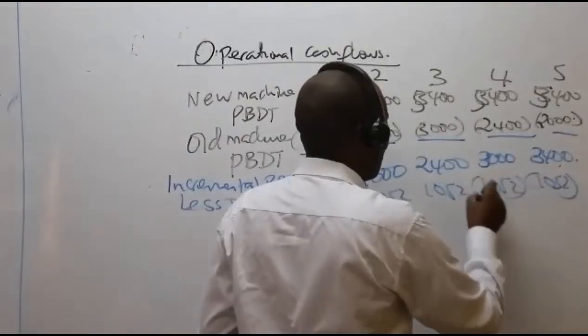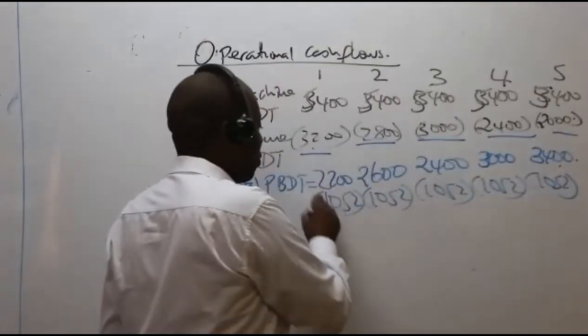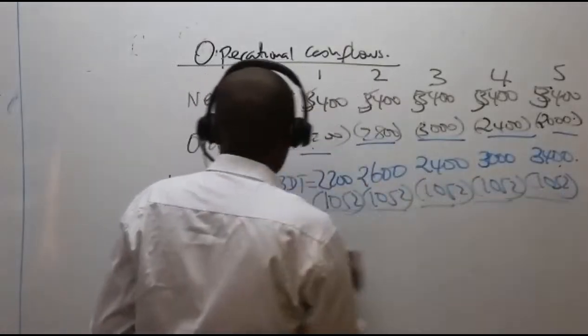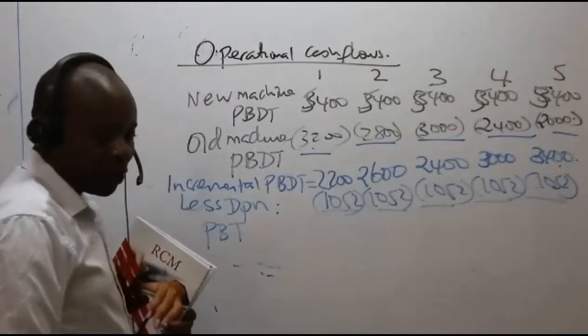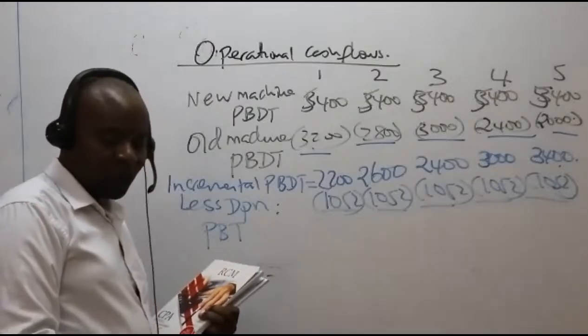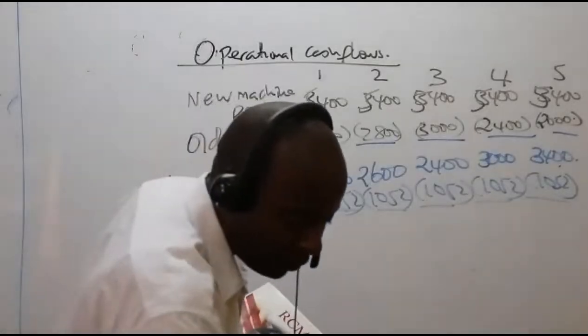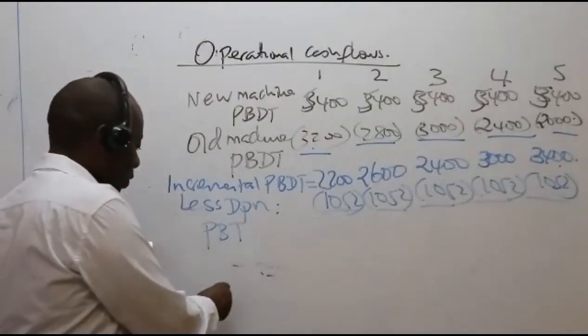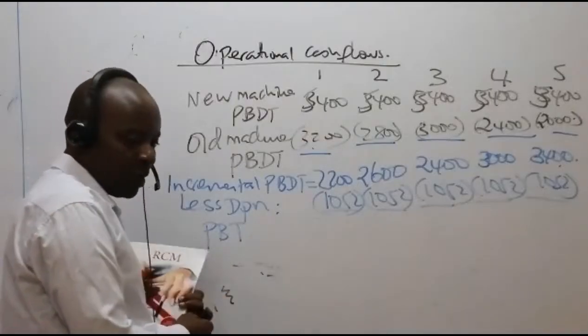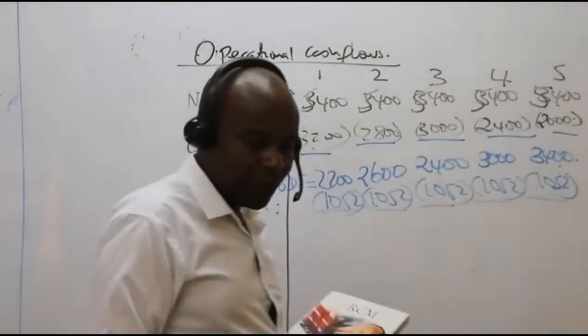So I'll come and subtract this for me to be able to get my profit before tax. So profit before tax, what parameters do we have here? Somebody talk to me. What metrics do we have here?